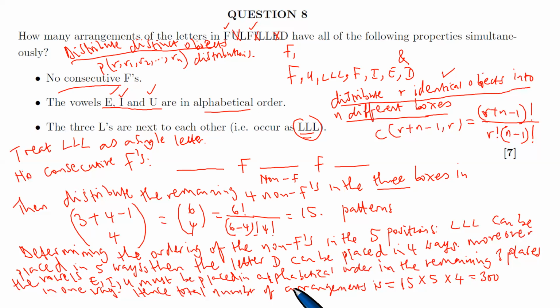Okay, continue. All right, in the remaining three places. Okay, I'm with you now. Just need to make sure that everything is okay. In one way, that's fine. And hence now the total number of arrangements is that.